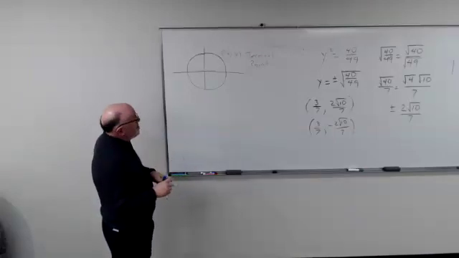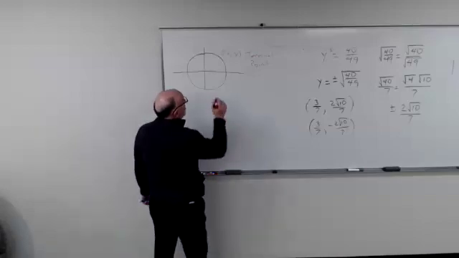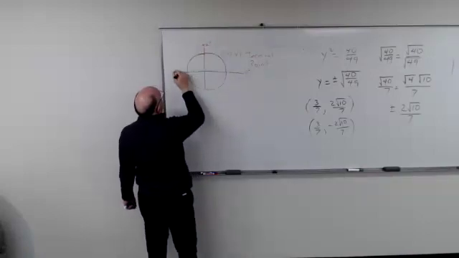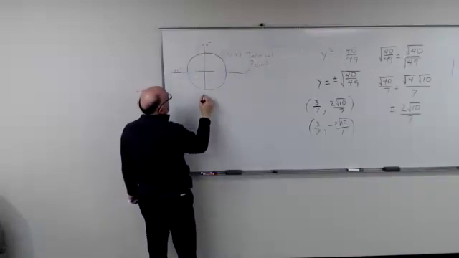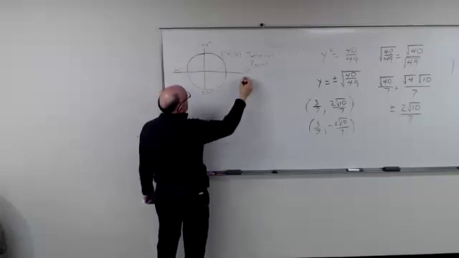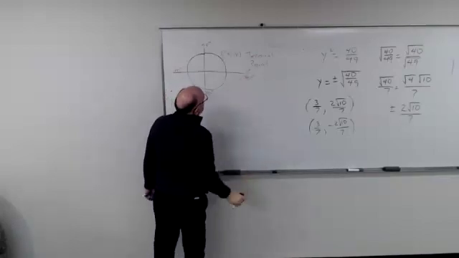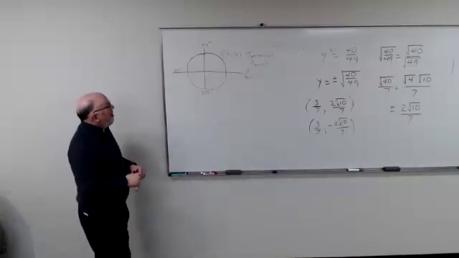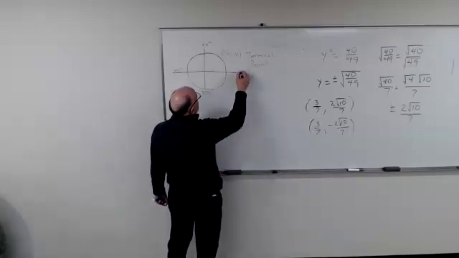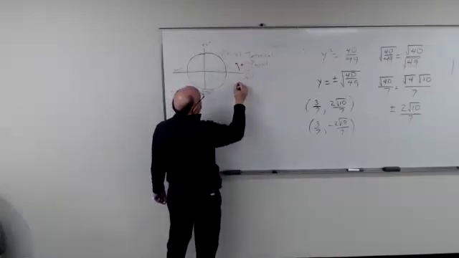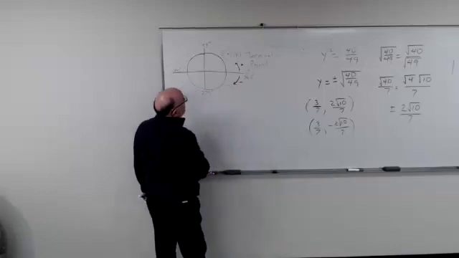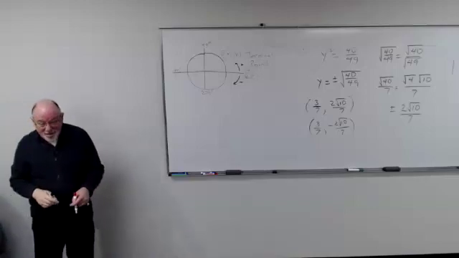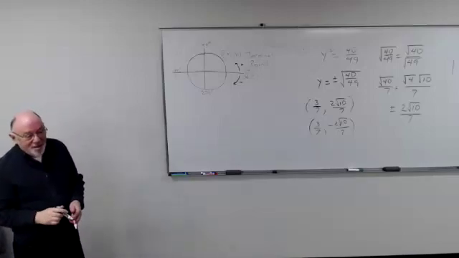So in terms of degrees, this is 0, this is 90, 180, 270, and then 360. Okay. And then in terms of how we do this, going this way is the positive direction, and going this way is the negative direction. Right? So those are the measurements of those angles in terms of degrees.